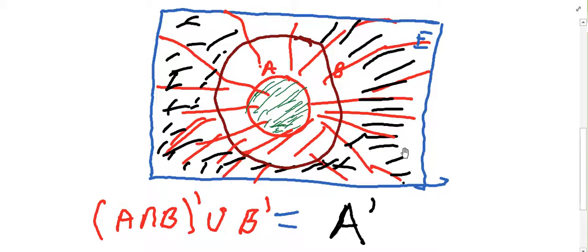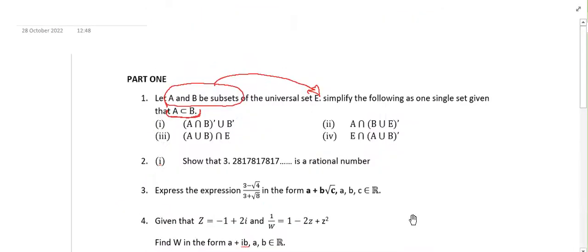So when you do outside A, that is A intersection B complement, then you draw B complement, which is the black guy. Now, since we are uniting them, you find that what you are having is just A intersection B complement, which is the same as A complement. All right, so that's for the first part.